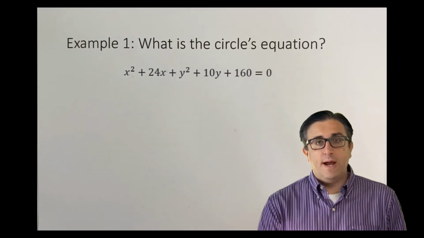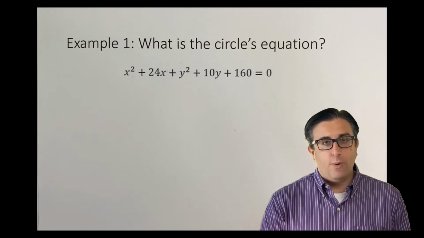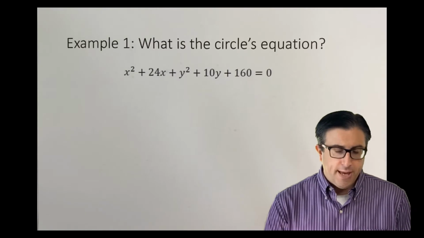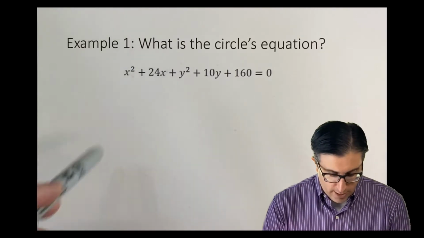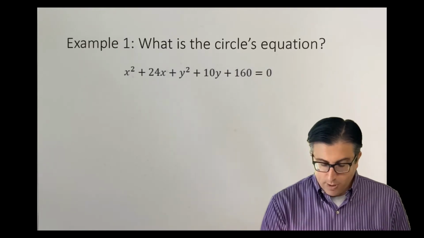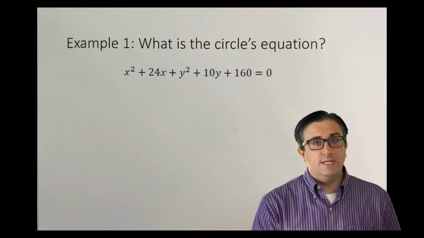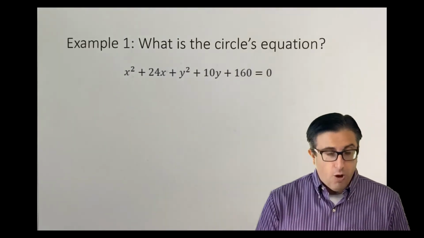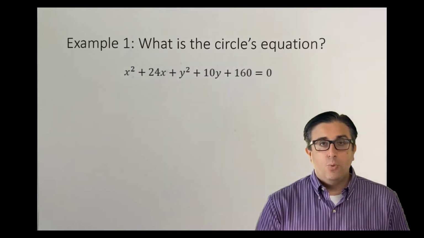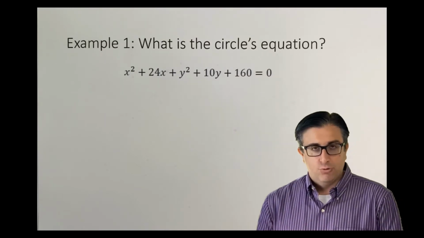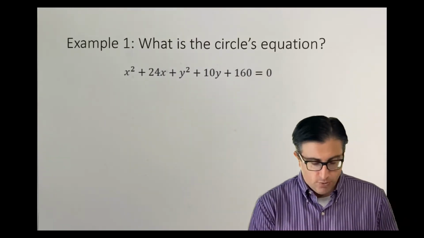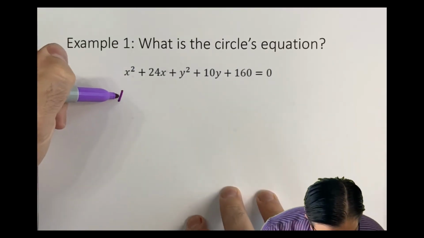Now, completing the square is where we add a value to our equation, which then allows us to factor part of that equation. It'll make more sense as we look at a couple problems. Now I see this has x squared plus 24x plus y squared plus 10y plus 160 equals 0. That is right now a whole mess, and it doesn't look anything like the equation of a circle. We need to group our x's and group our y's and get any extra numbers to the other side of the equal sign. So I'm going to group my x's first.